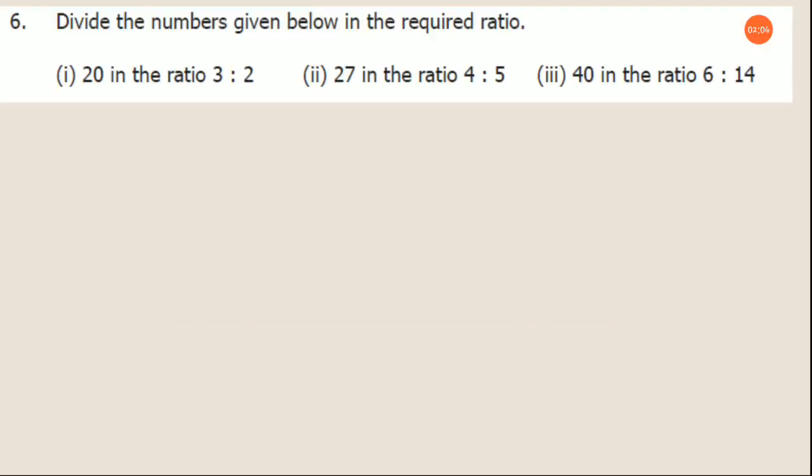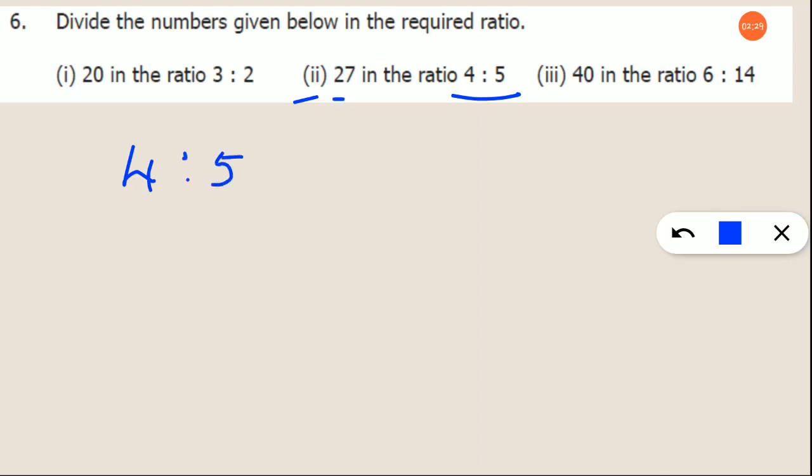Now the sixth sum. Divide the numbers given below in the required ratio. They are giving you a ratio and we are going to divide the number by it. Let us solve the second subdivision: 27 in the ratio 4:5. We don't know the numbers, but using this ratio and the total number, we are going to split and find them. Since it is given as 4:5, the number 27 is being divided into 4 plus 5, which is 9 parts. One term is 4 and one term is 5. So totally we are dividing it into 9 equal parts. This 27 is divided like that.